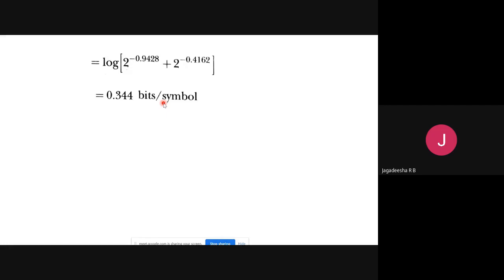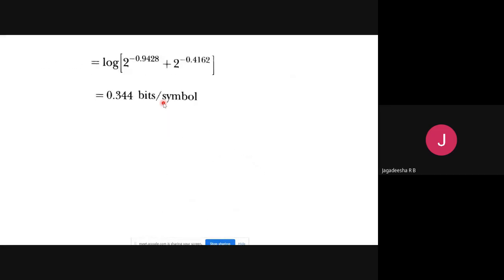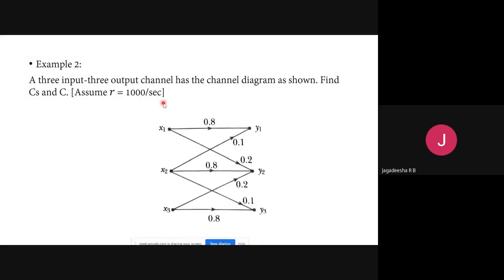Okay, this is the method of finding the channel capacity for a 2×2 channel. So this is a specific example. Now I move on to the next example here. It's a little more complicated, but the idea is almost similar.